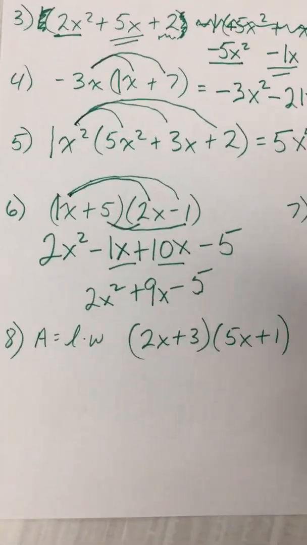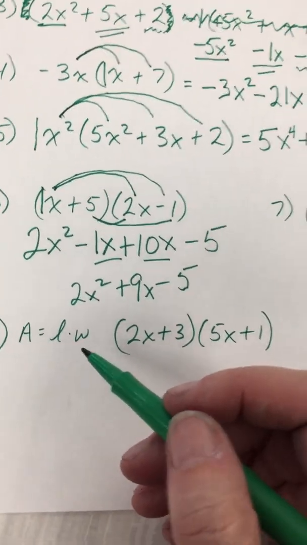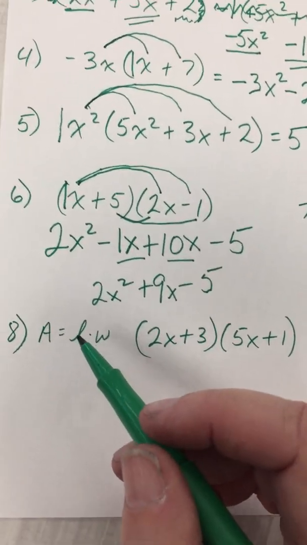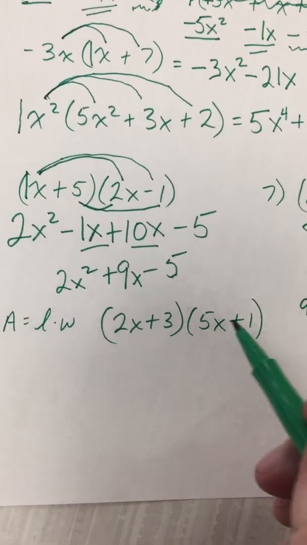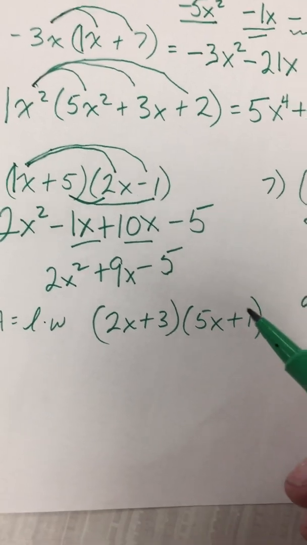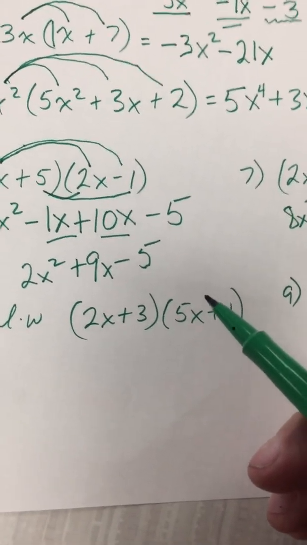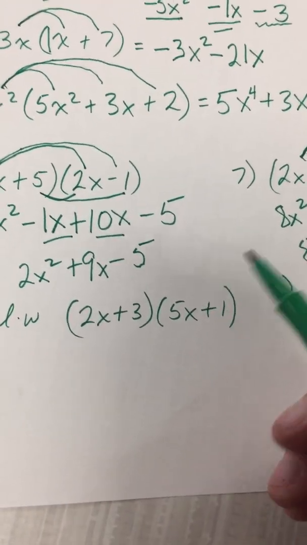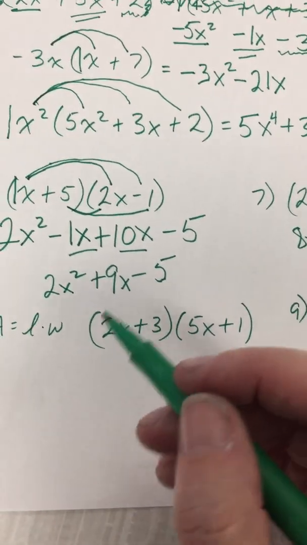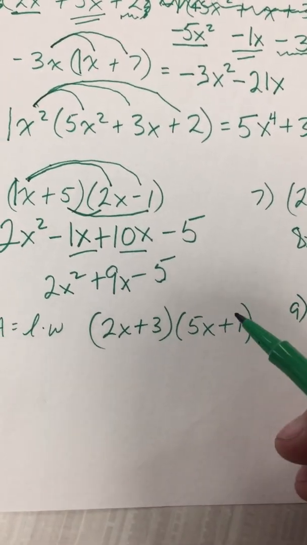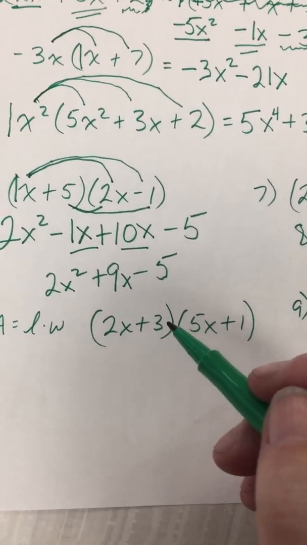All right, number 8. This one gave you a rectangle, and they say find the area. How do you find area? It's length times width. Now, they gave you the length and the width. They did not put parentheses around them, but remember I told you, you always put parentheses around the sides or the lengths in geometry. So this is actually a binomial times a binomial. So that's how you know to do double distribution.